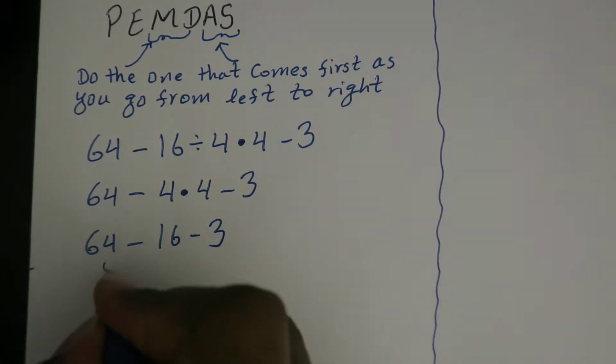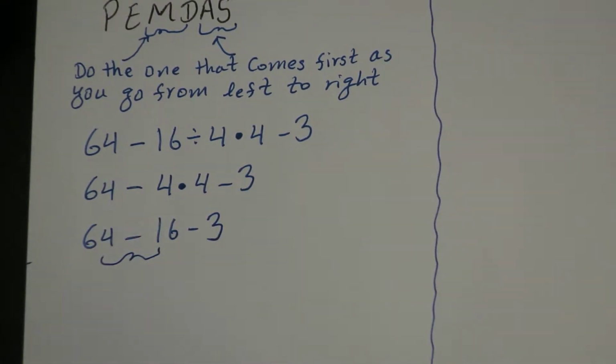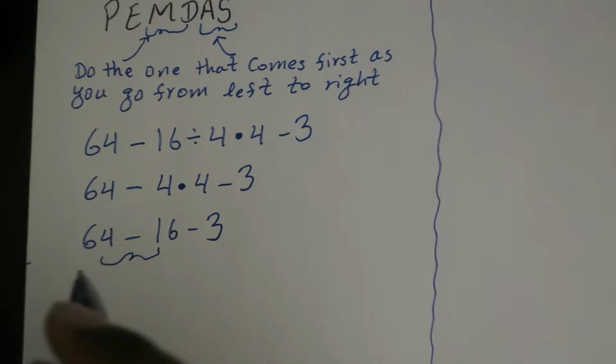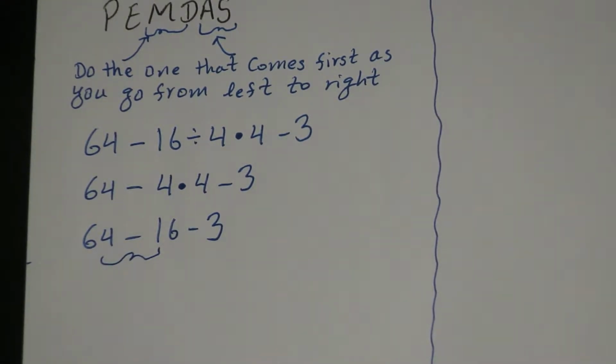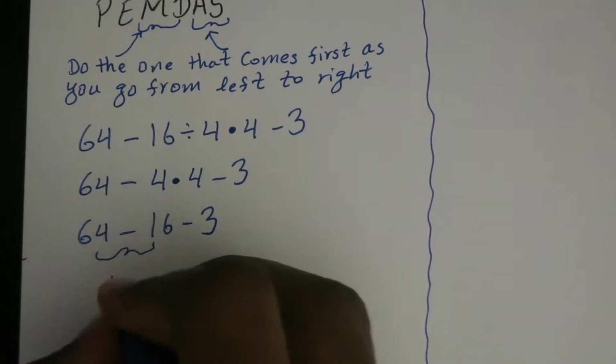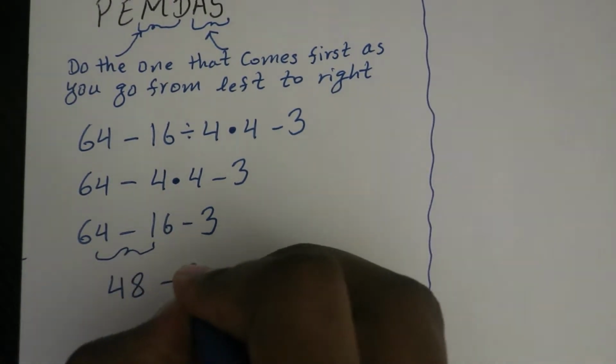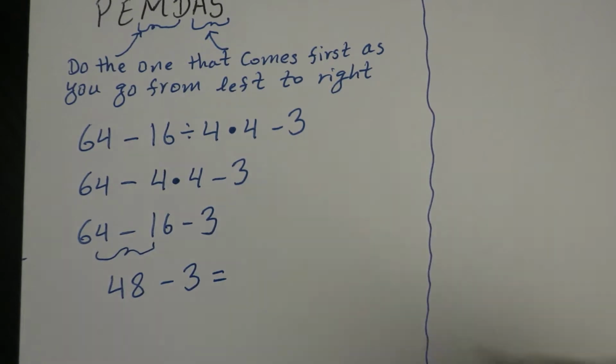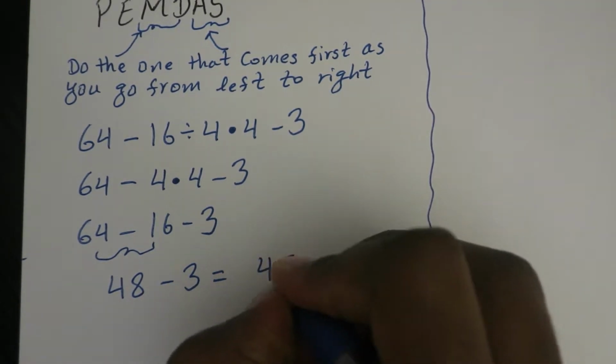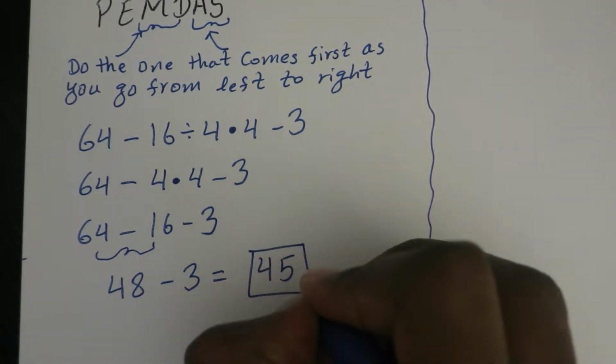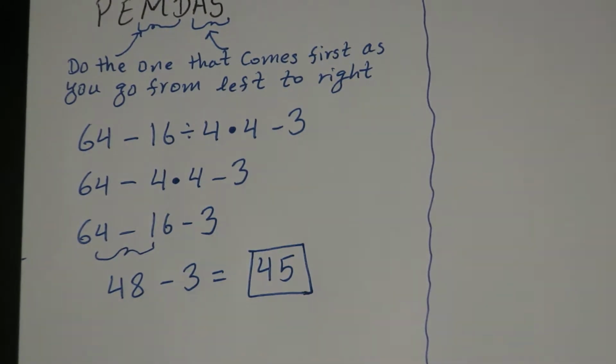Your next step would be to subtract, going from left to right. 64 minus 16 is the number 48, minus 3, which equals 45. So the solution to this would be 45 using the order of operations.